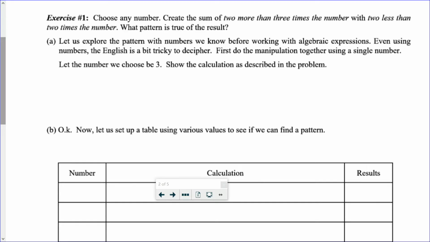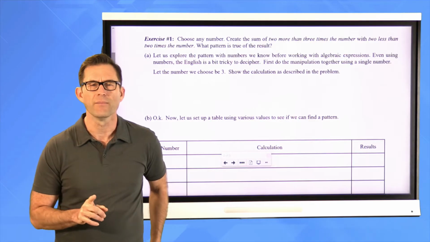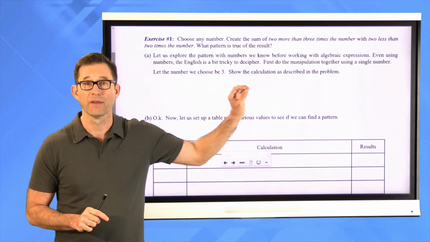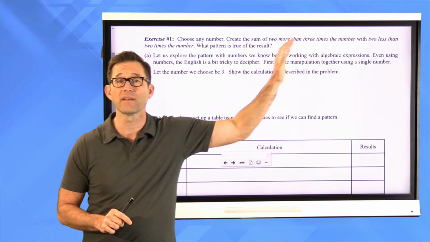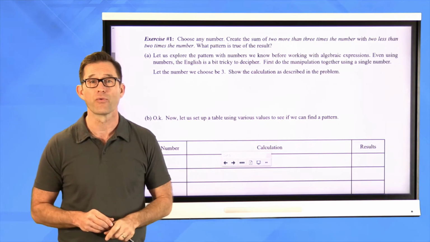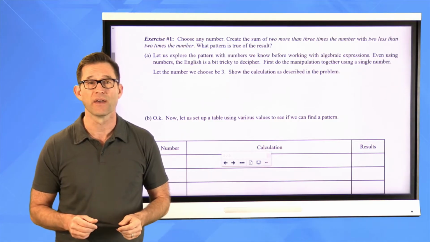Letter A. Let us explore the pattern with numbers we know before working with algebraic expressions. Even using numbers, the English is a bit tricky to decipher. First, do the manipulation together using a single number. Let the number we choose be 3. Show the calculation as described in the problem. I'd like you to actually take a shot at doing the calculation, given that phrasing, just with the number 3, and see what you get, and then we'll go through it. Pause the video and see what you can get.